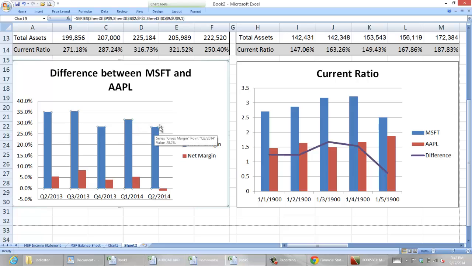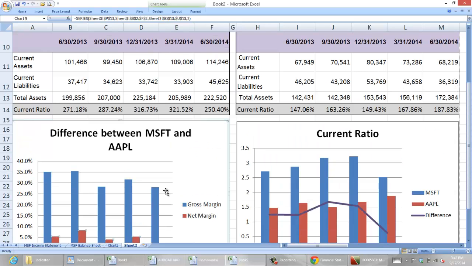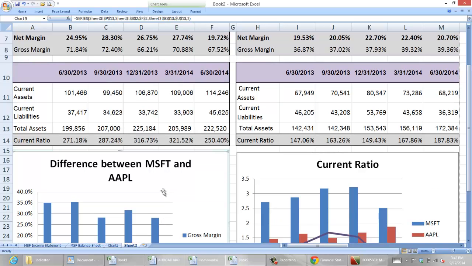There must be something that eats up all of the gross profit, right? Loosely speaking, you outperform me by like 25% on gross, but then you underperform me on net. What happened to you? Okay? So that is profitability, one aspect of it.